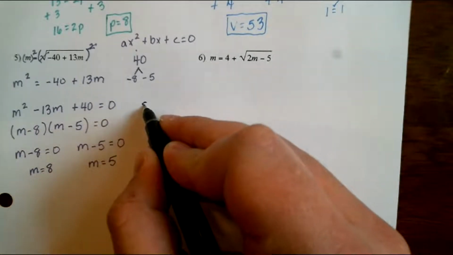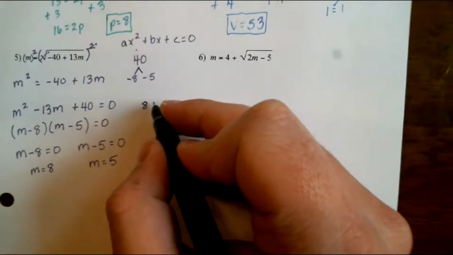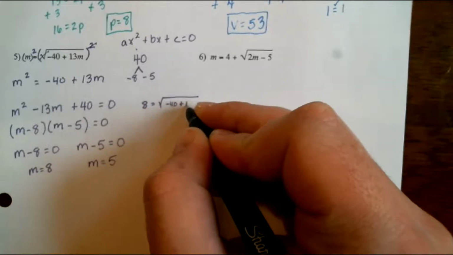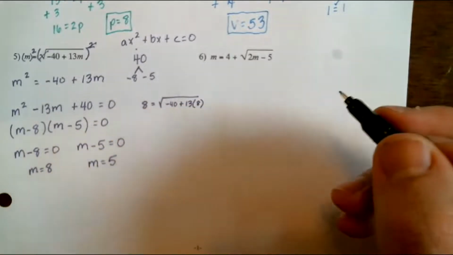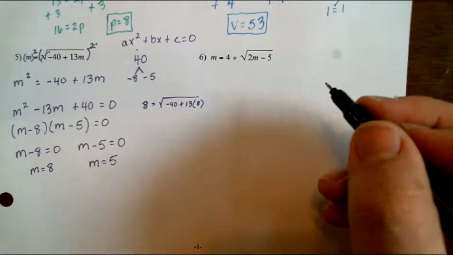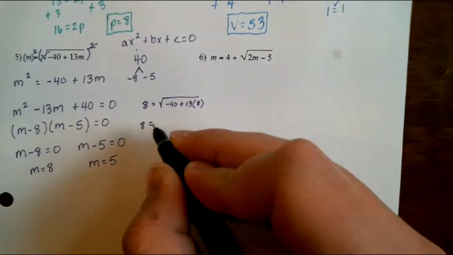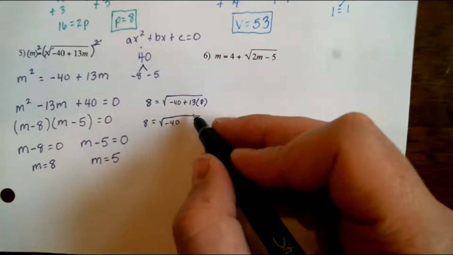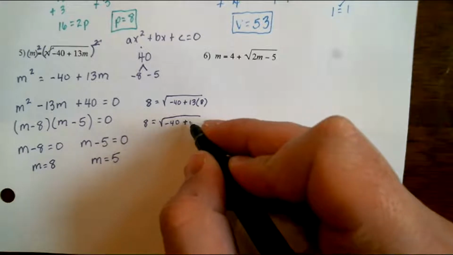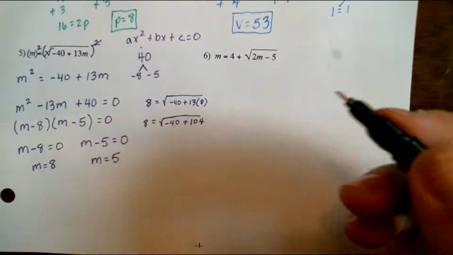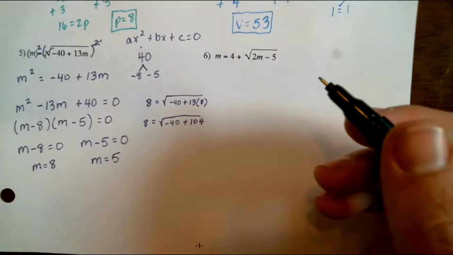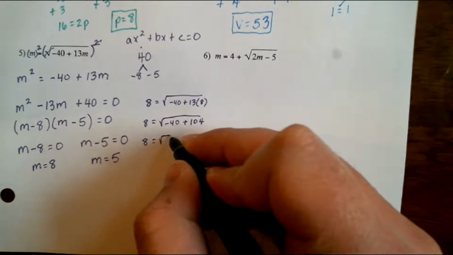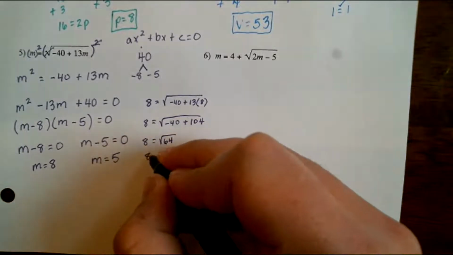8 equals radical negative 40 plus 13 times 8. So that's 8 is equal to radical negative 40, and then I want to say that's 104. I'm going to assume I'm correct. Then 8 is equal to radical 64. Therefore, 8 equals 8.